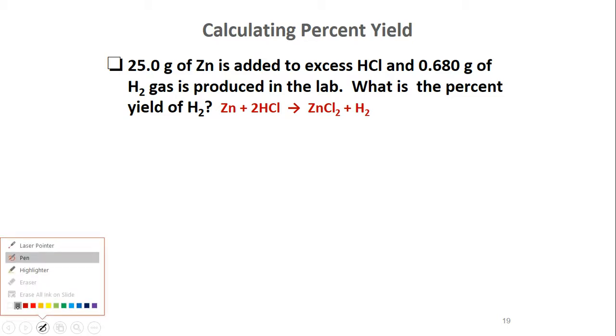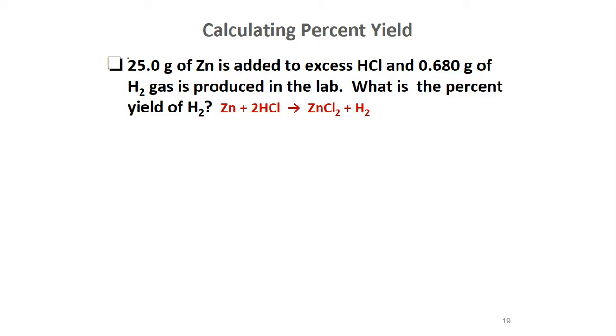So let's read this problem. 25 grams of zinc is added to excess hydrochloric acid. Excess hydrochloric acid is identified as the excess reactant. So if this is already identified in the problem, you don't need to do a calculation to find the limiting reactant and the excess reactant. It already tells you that hydrochloric acid is excess, okay?